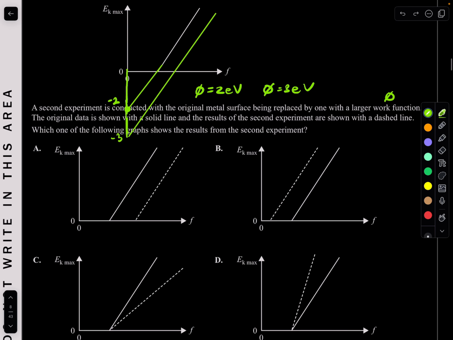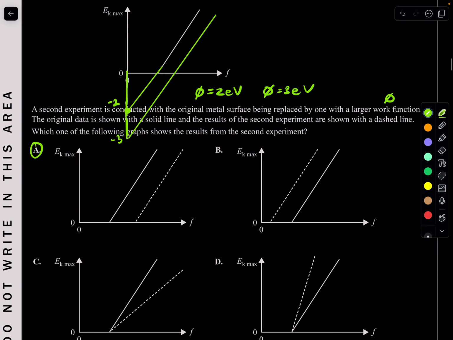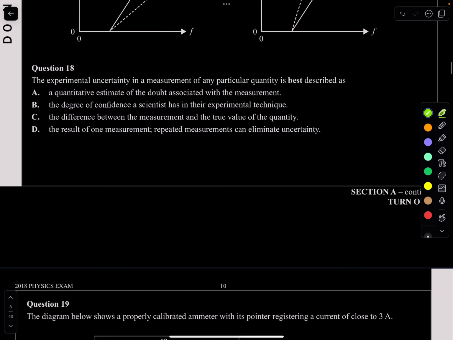So, A looks right. As you can see, the dash line is on the right. Yep, that looks good. 18. The experimental uncertainty in a measurement of any particular quantity is best described as what? So remember uncertainty. Let's have a look. A, a quantitative, so quantity is good, like a number, estimate of the doubt associated with measurement. Beautiful, that does describe it. Yeah, uncertainty. You have some doubt in your measurements. B, the degree of confidence a scientist has in the experimental. No, uncertainty is having a level of doubt.